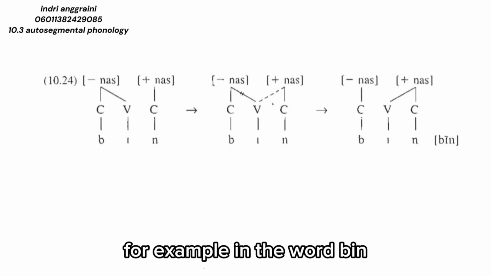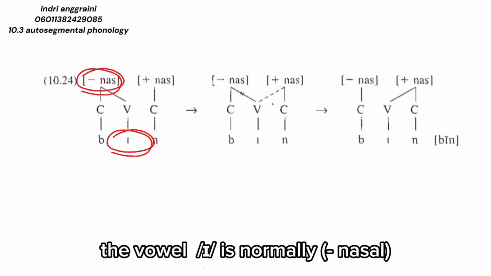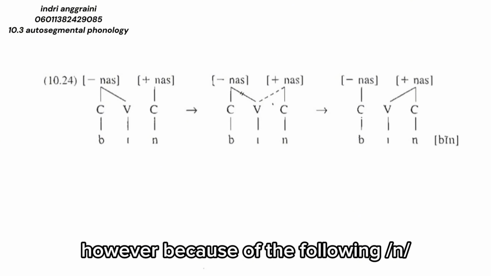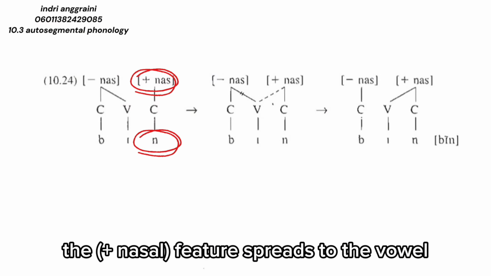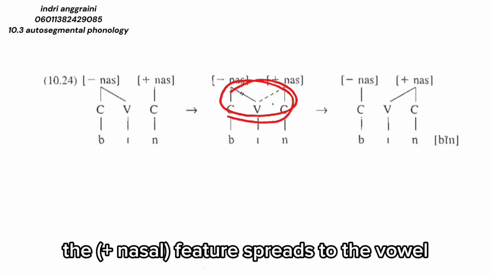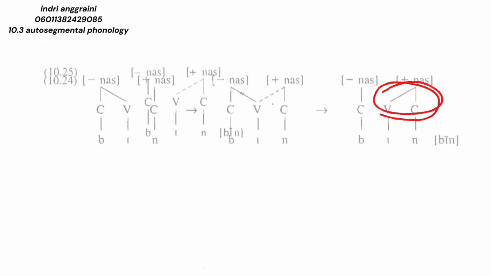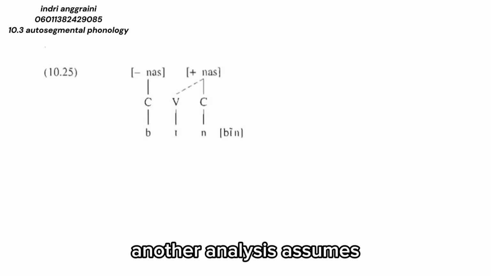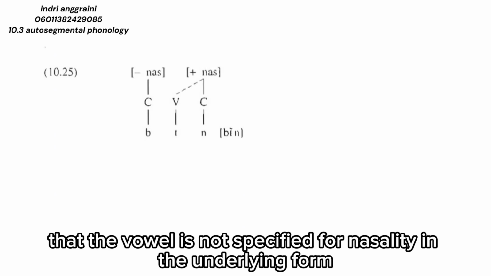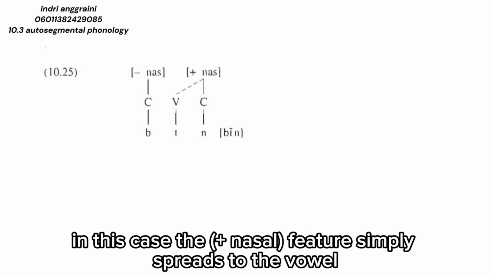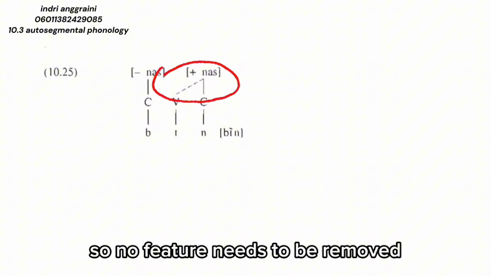For example, in the word bin, the vowel a is normally minus nasal. However, because of the consonant n, the plus nasal feature spreads to the vowel. As a result, the vowel becomes nasalized. Another analysis assumes that the vowel is not specified for nasality in the underlying form. In this case, the plus nasal feature simply spreads to the vowel, so no feature needs to be removed.